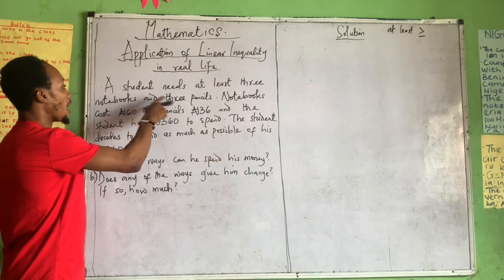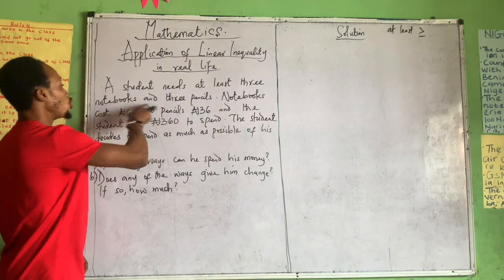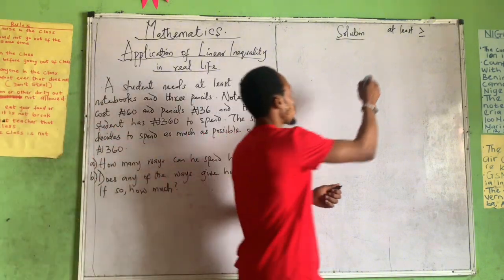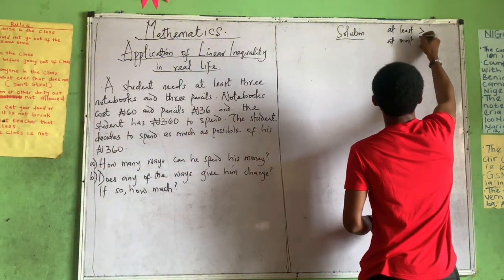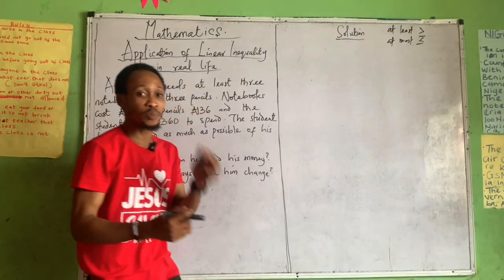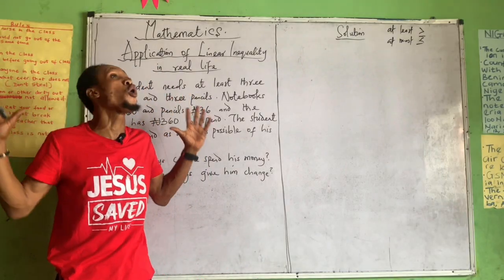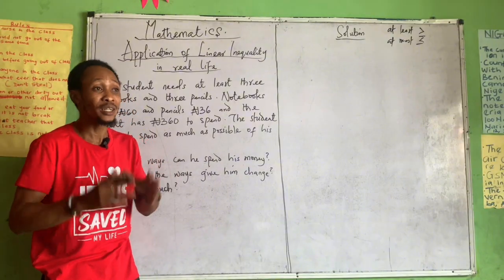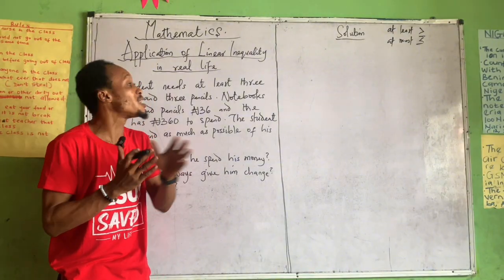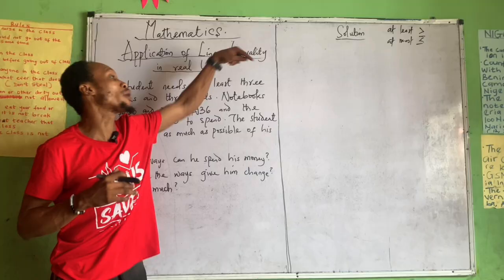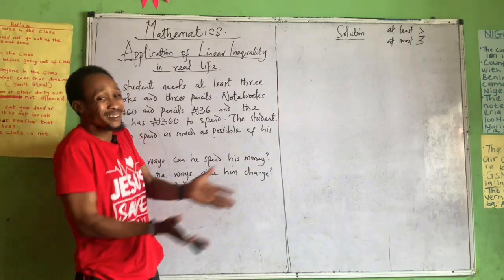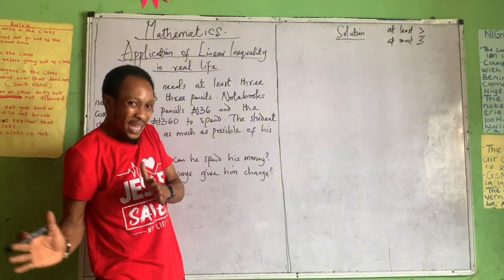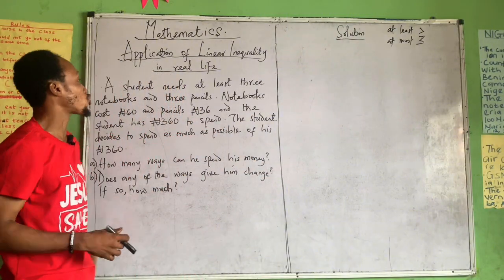Then it says at least 3 notebooks, and sorry, let me quickly say this. At most means less than or equal to. What this means is that when I say I need at most, the whole money I need is no more than 5,000 naira or 5,000 pounds or $5,000. So at most means less than or equal to. So it can be equal to that amount or less than, but it must not be more. That's what at most means. So less than or equal to.